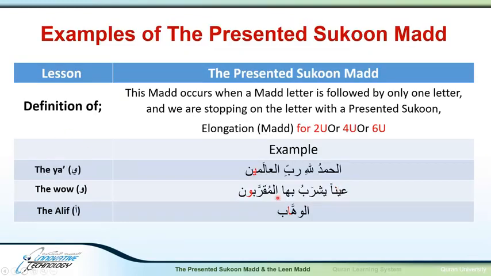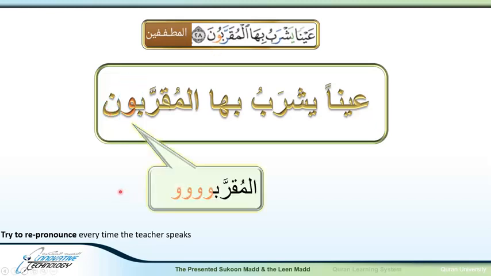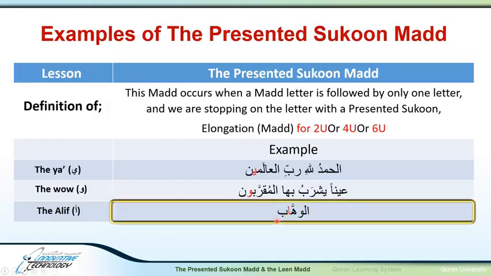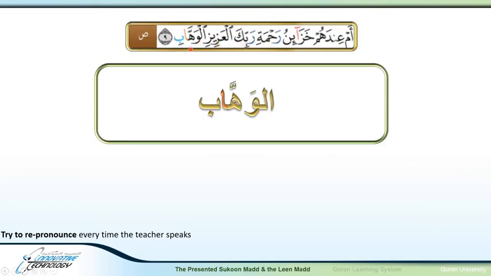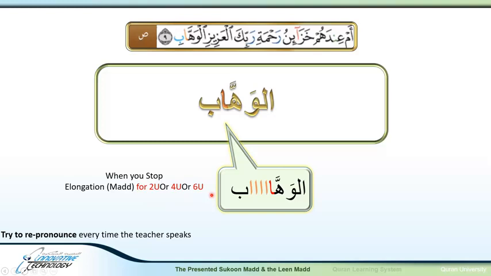العالمين. Now المقربون is an example for the waw. عيني يشرب بها المقربون. المقربون, if we pause upon the noon, then it becomes with a sukoon, and we extend المقربون. In that case, it's a mad عارض للسكون or a presented sukoon mad. Another example, الوهاب. العزيز الوهاب. If we pause at the ba, then it becomes a mad عارض للسكون, and we pronounce it العزيز الوهاب, a presented sukoon mad that can be extended for 2 to 4 to 6 units.